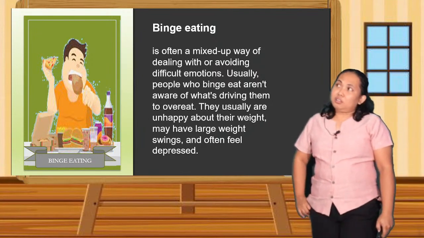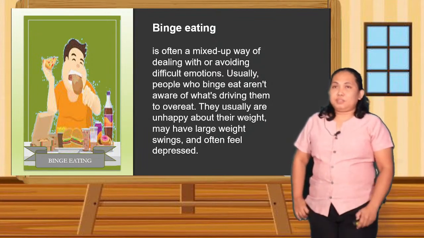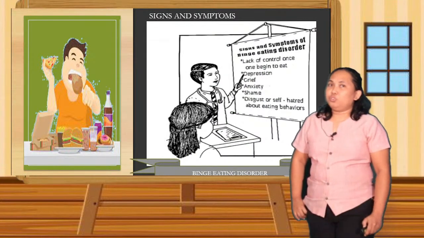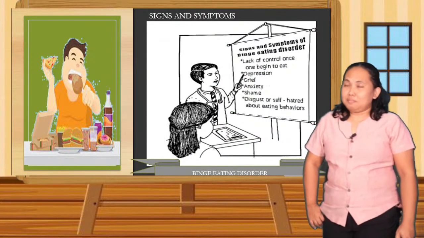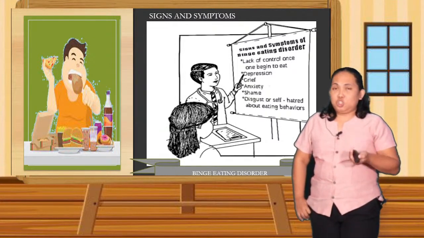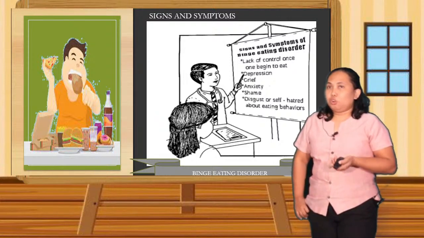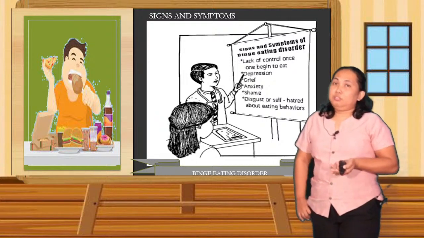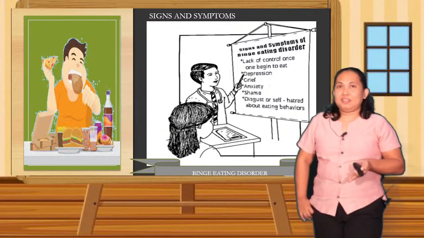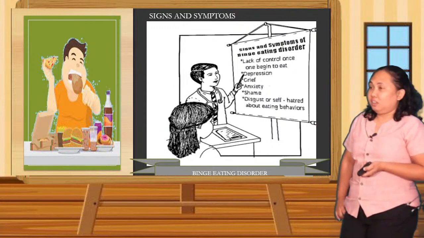So what are the other manifestations, or the signs and symptoms of binge eating? We have lack of control once one begins to eat. Okay, so once a binge eater starts eating, they don't have that control. They also feel depressed, grief, anxiety, shame, disgust, or self-hatred about eating behaviors.